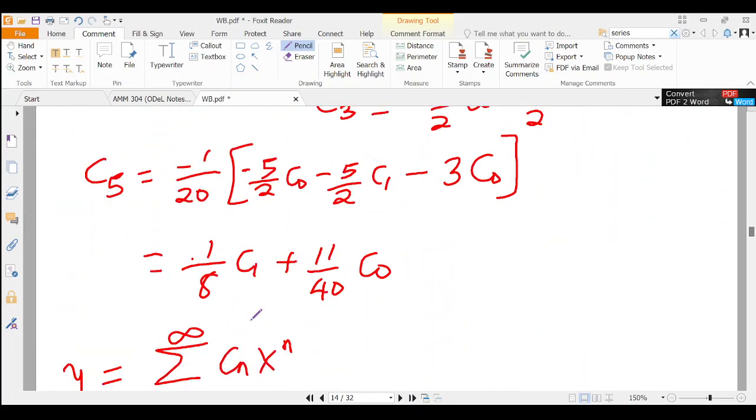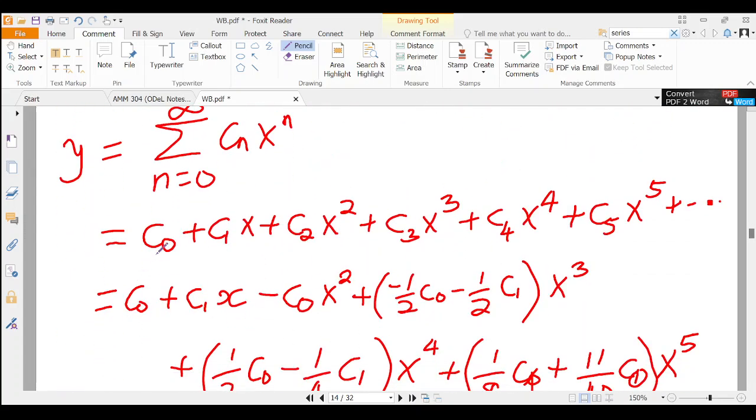Remember, you'll be substituting back in this series. Write your series in the expanded form. Then C0 and C1, probably you will not have obtained any value for that. But from C2, C3, C4, C5, and so on, substitute with the values that you get, then simplify. So basically that is the solution procedure using the series method.